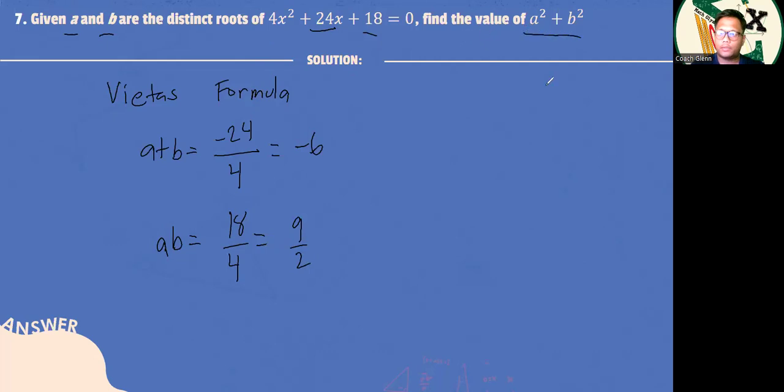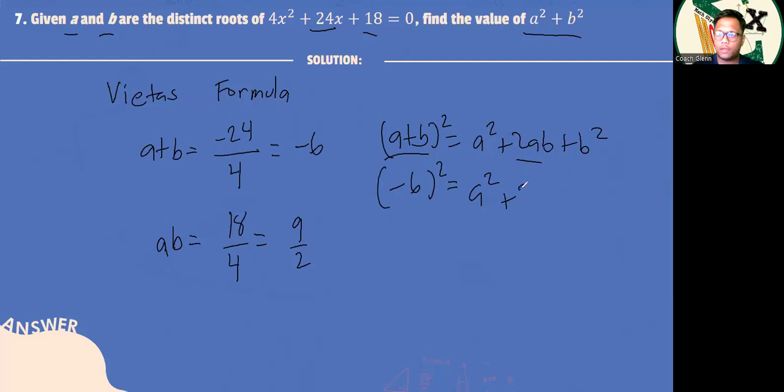Next, we need to get A squared plus B squared. So the first thing that we can do is we know that A plus B quantity squared is equal to A squared plus 2AB plus B squared. So we already have the value of A plus B, which is negative 6. So we can plug that in. So we have negative 6 squared. Next, we also have a value of AB, which is 9 over 2. So we have 2 times 9 over 2 plus B squared. So this one is equal to 36, because negative 6 times negative 6 is 36. Next, 2 times 9 halves, that's equal to 9.